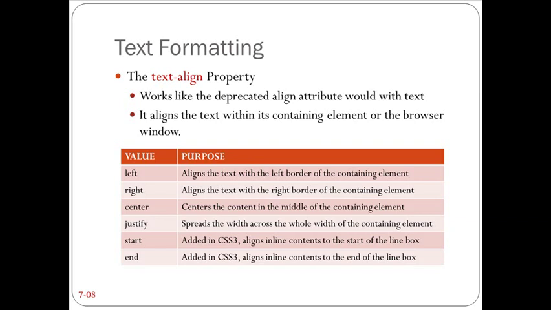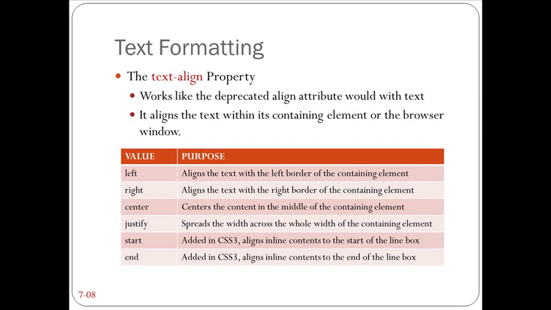The text align property. This works just like the deprecated align attribute that we looked at earlier in the course. So you want to do away with the align attribute now and start using text align in order to align your controls. It aligns the text within its containing element or the browser window. So we haven't really talked about container elements yet, but a container element would be an element that is the parent of whatever it is that you want to align, like a paragraph tag or a divider or one of the new tags for sections of the page.